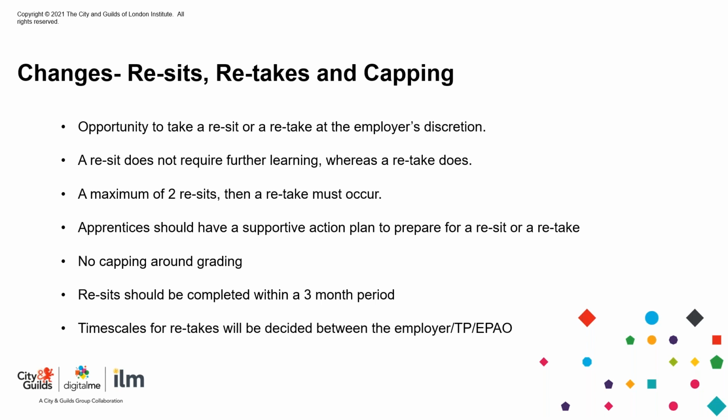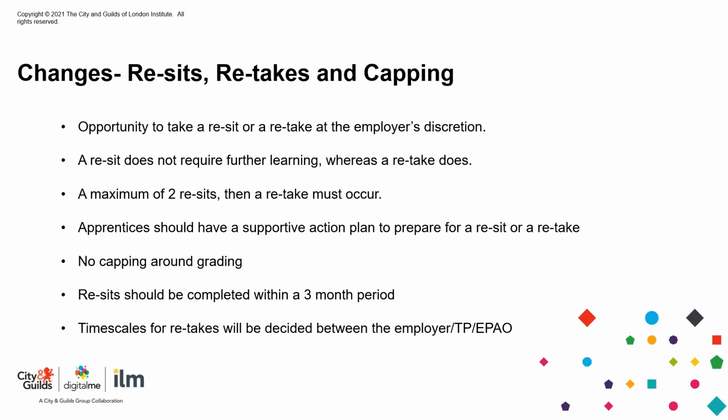Okay, there are some further changes in resits, retakes and capping. Apprentices who fail one or more assessment methods will be offered the opportunity to take a resit or a retake, and that's at the employer's discretion. The apprentice's employer will need to agree that either a resit or retake is an appropriate course of action. A maximum of 2 resits is allowed, then a retake must occur.